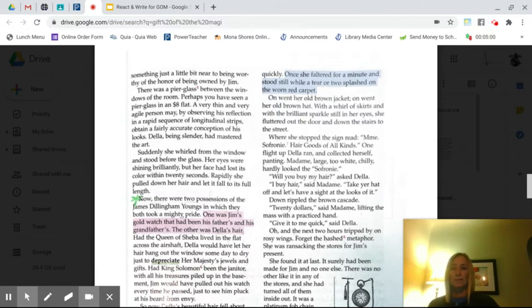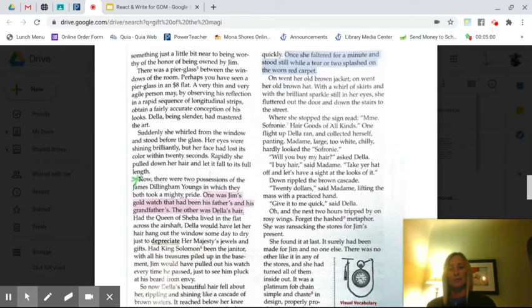There was a pier glass between the windows of the room. Perhaps you have seen a pier glass in an $8 flat. A very thin and very agile person may, by observing his reflection in a rapid sequence of longitudinal strips, obtain a fairly accurate conception of his looks. Della, being slender, had mastered the art. Suddenly she whirled from the window and stood before the glass. Her eyes were shining brilliantly, but her face had lost its color within twenty seconds. Rapidly she pulled down her hair and let it fall to its full length.